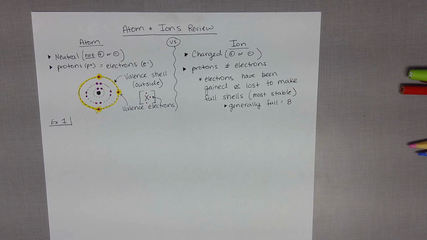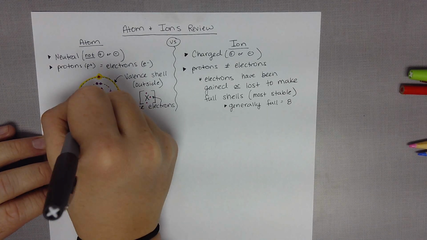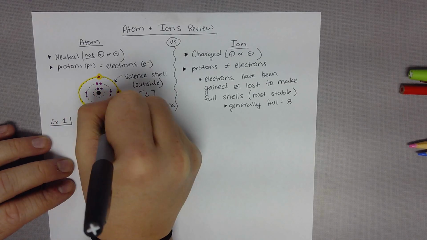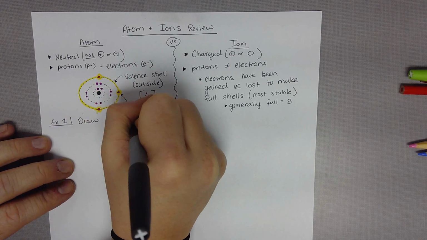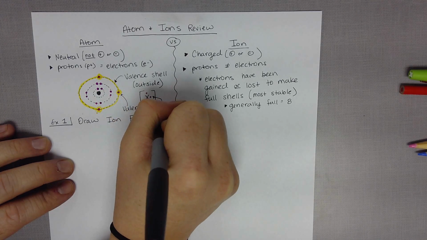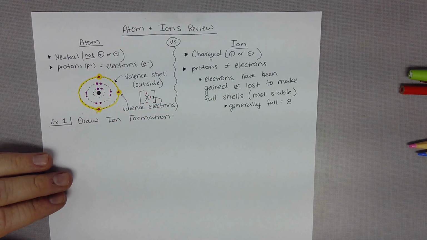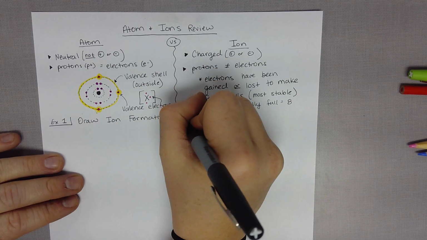Now, what does that mean? We're going to draw this out visually. We're going to draw the ion formation for magnesium.